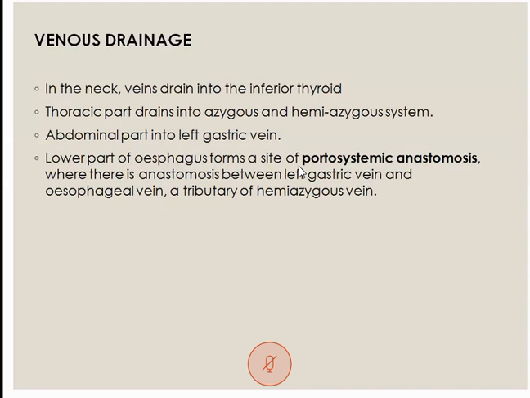Venous drainage corresponds to these arteries. In the neck, that is the cervical part, it drains into the inferior thyroid vein. In the thoracic part, it drains into the azygos or hemiazygos system. In the abdominal part, into the left gastric vein. The lower part of the oesophagus forms a site of portosystemic anastomosis. You all know whenever there is a disease of the liver, cirrhosis, there may be a chance of developing varicosity in the lower 1/3 of the oesophagus. This is what we learned: portosystemic anastomosis is the reason for that, where there is anastomosis between the left gastric vein and the oesophageal vein, a tributary of the hemiazygos vein will be seen here.